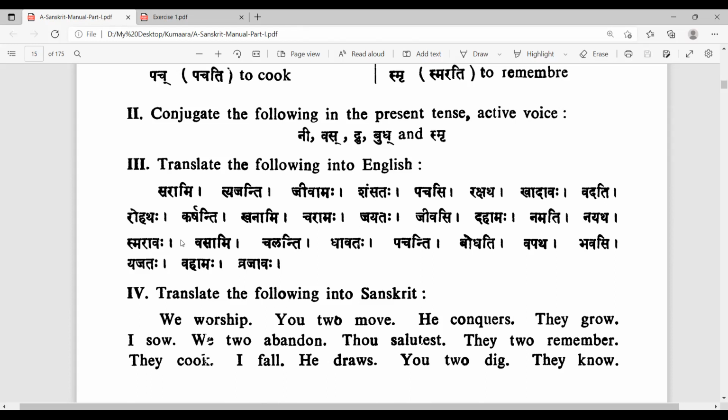They too praise. Next one. Pachasi, you cook. You can add the noun, okay, even if it is not given here. For Pratama Purusha, you can say Saha, Taute, and for Madhyama Purusha, Uttama Purusha, of course, you can add.